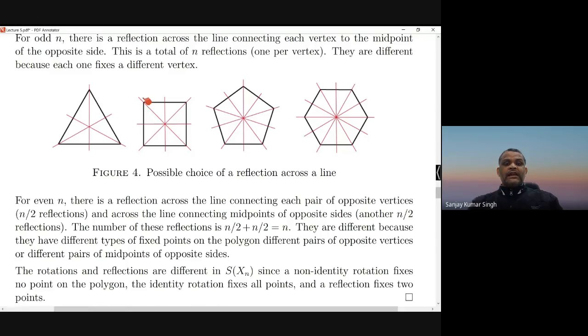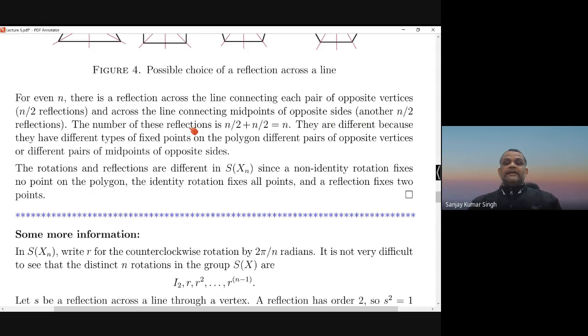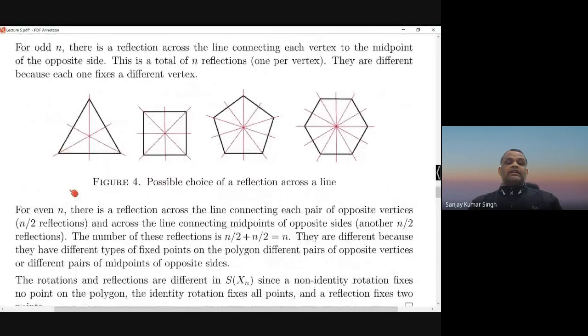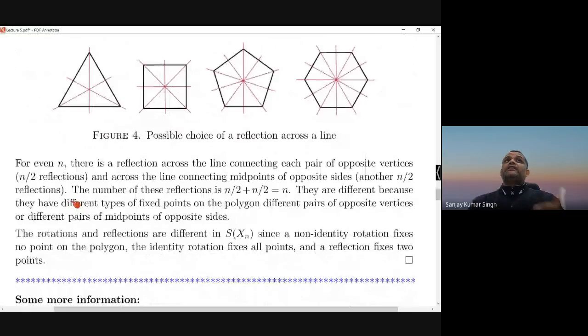Now when I take edges, then 2 edges count as 1 reflection. And what is the line? The line is basically joining the midpoints of these 2 edges. So I will get exactly n by 2 reflections, and now in total I get n by 2 plus n by 2, that is equal to n reflections. So in both cases, when n is odd and when n is even, I get n reflections.